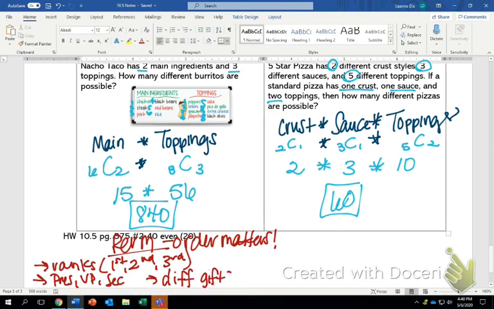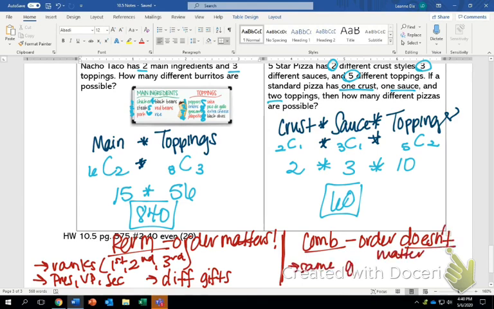In combination, that is when order doesn't matter at all. This is when you see things without rank. There is no rank, or you have the same gifts, or you're talking about food. In food, order doesn't matter.